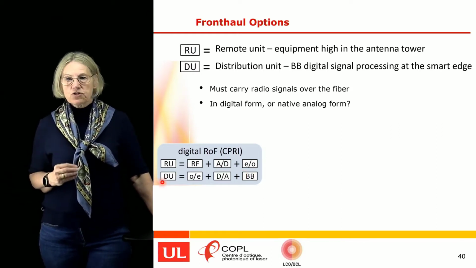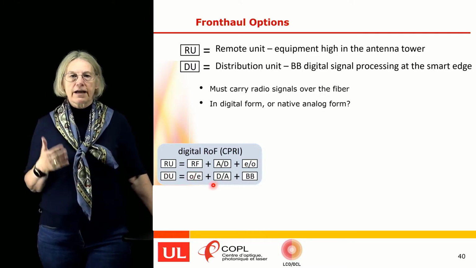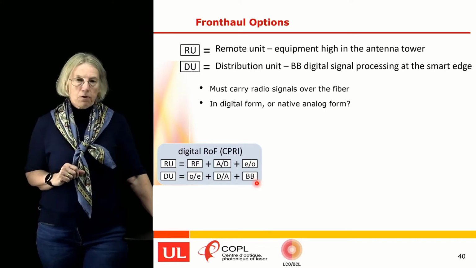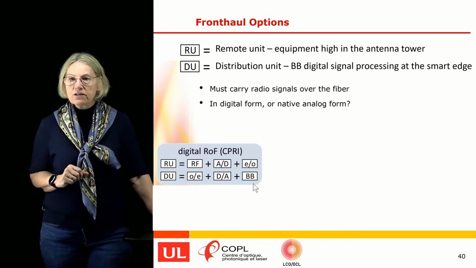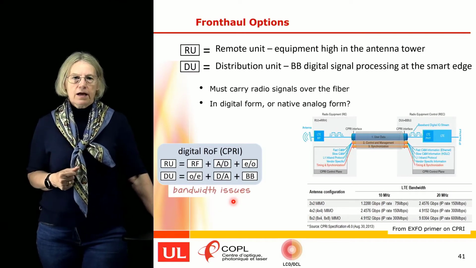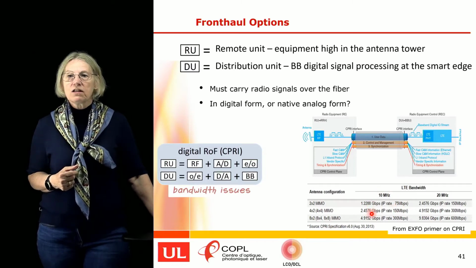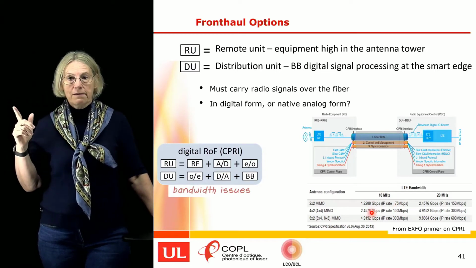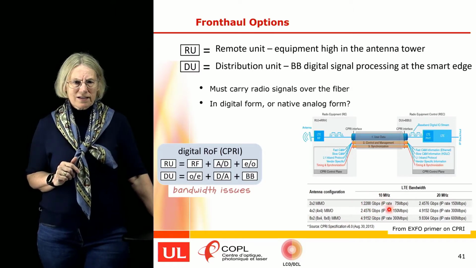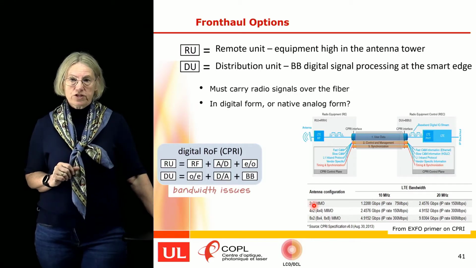When I get to the distribution unit at the Smart Edge, I convert that optical signal into electrical, I go from digital to analog, and now I do my baseband processing. The problem with this is that the standard was written in a way that is really bandwidth inefficient. Unfortunately, for a 10 megahertz signal in the RF domain, by the time it gets put onto the fiber, we're looking at something like 1.2 gig if I'm looking at a 2x2 MIMO situation.